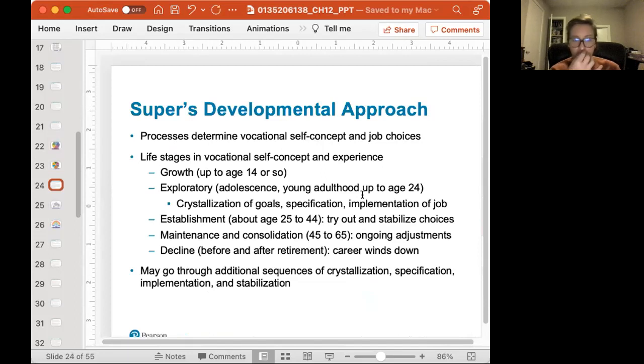So Super's developmental approach, its processes determine vocational self-concept in job choices, life stages in vocational self-concept and experience. So growth is up to age 14 or so. Exploratory phase is adolescence through young adulthood up to age 24, perhaps, involving crystallization of goals, specification, implementation of job. The establishment phase is age 25 to about 44, where you try out and stabilize choices that are made. The maintenance and consolidation phase is involving ongoing adjustments from age 45 to 65. And then there's decline, that is before or after retirement, where the career winds down. So you may go through additional sequences of crystallization, specification, implementation, and stabilization.